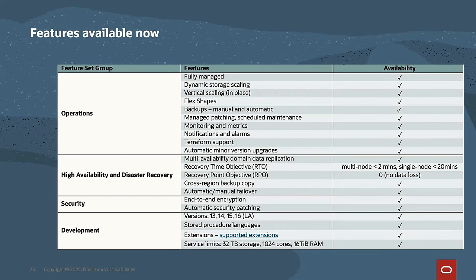Multi-availability domain data replication. That's a long one to say, but this goes back to being able to replicate data across fault domains thanks to that regional block volume. So it's contributing to your high availability and disaster recovery. And as a result, very low RTO on a multi-node, which means a primary plus at least one replica is a multi-node. Your recovery time objective is going to be less than 2 minutes. On a single node, it's going to be less than 20 minutes.